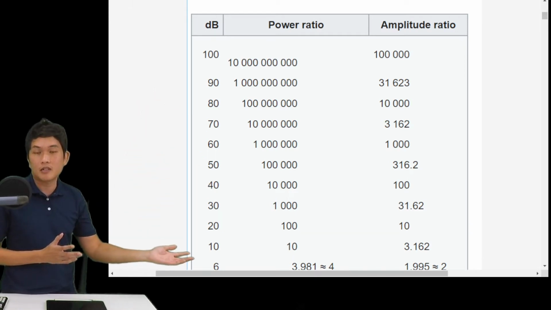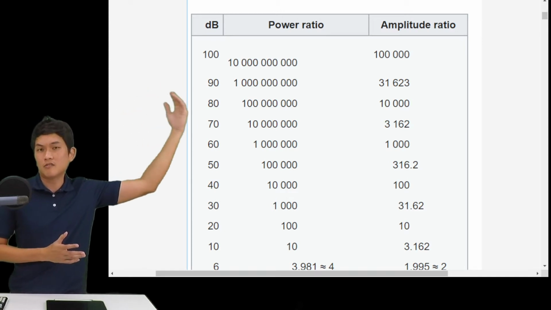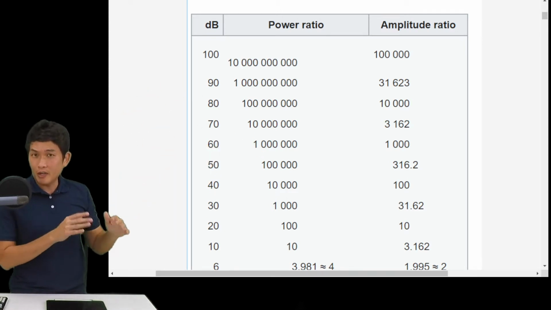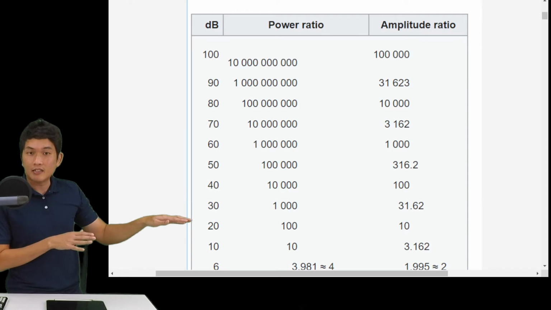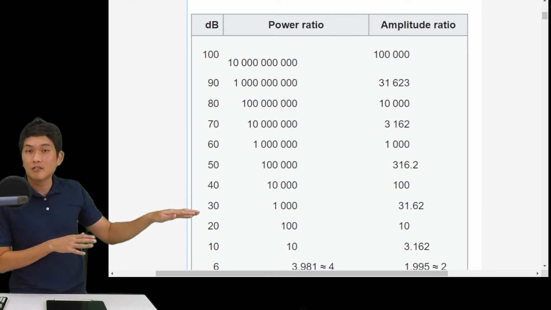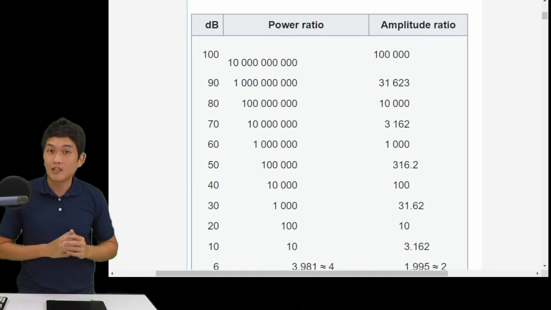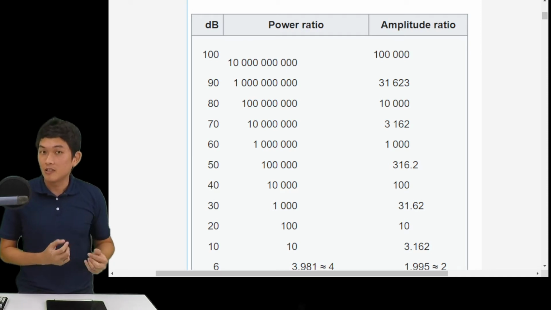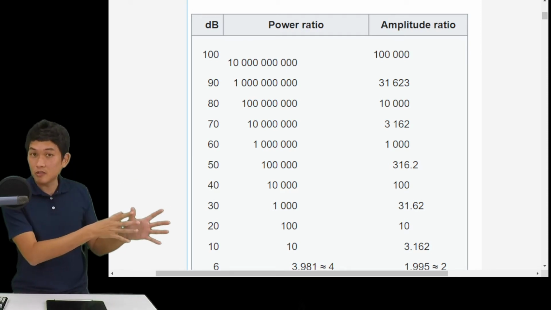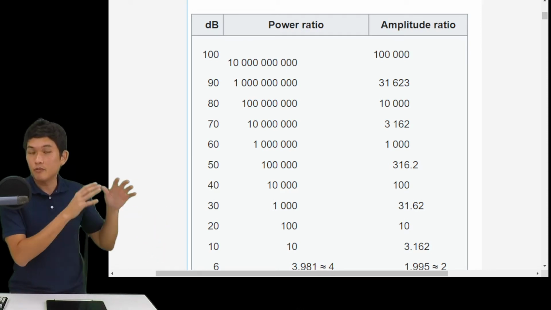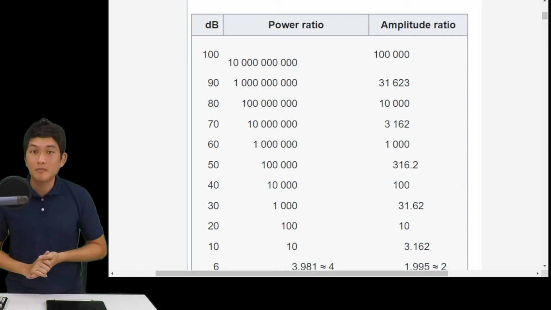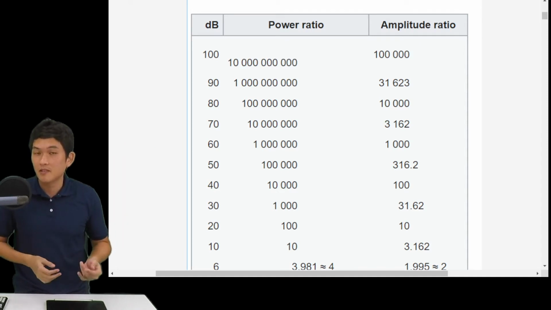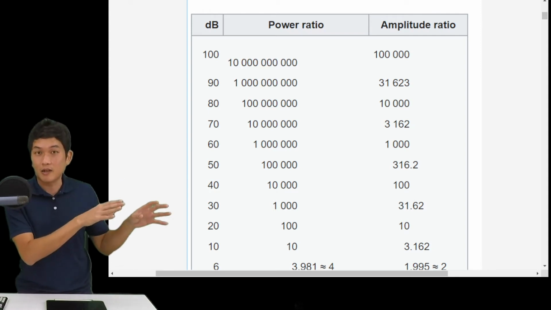If you look at the numbers from 10 to 100 and the column next to it, the power ratio, I want you to see some patterns, okay? Say let's look at 30 decibels, that is 1000 in the power ratio. 1000 is 10 to the power 3. So 30 decibels corresponds to 10 to the power 3. Say if you move to 60 decibels, right, that's 1 million, which is also 10 to the power 6. So 60 decibels, 10 to the power 6.